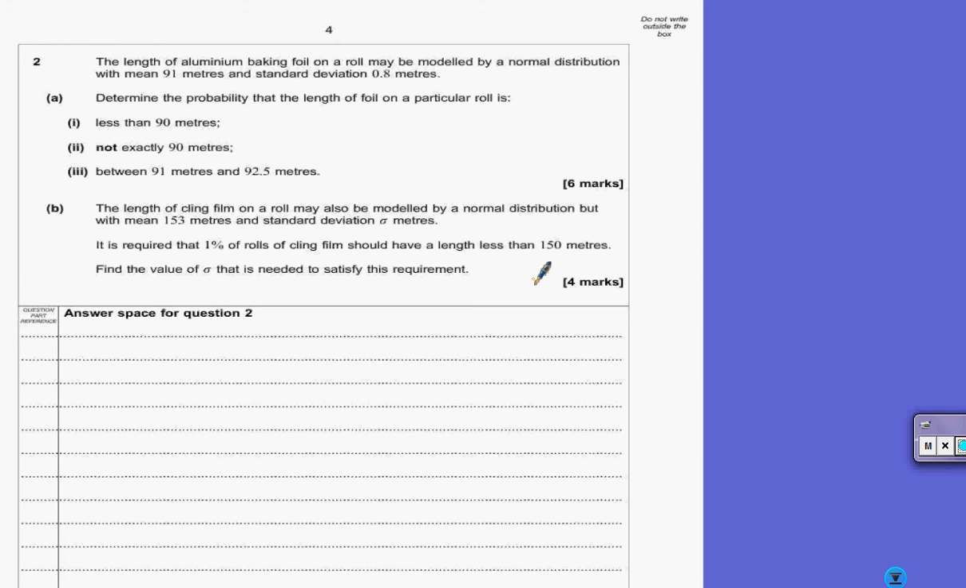The length of the aluminium baking foil on a roll may be modelled by a normal distribution of mean and standard deviation. I would normally write this as X is normally distributed with a mean of 91 and a standard deviation of 0.8 squared, because when we say something is normally distributed, this is the general form you would write it in. It's the convention.